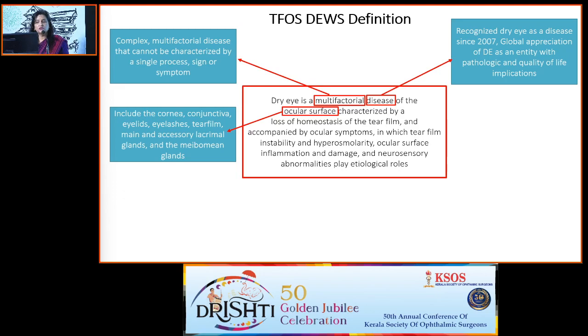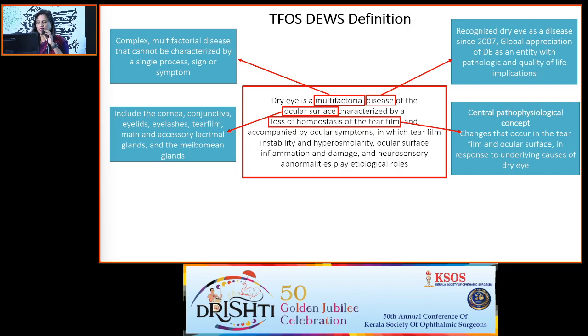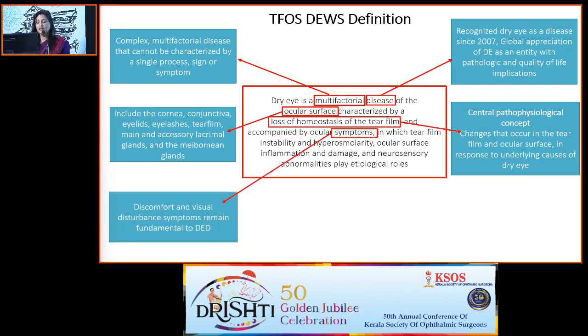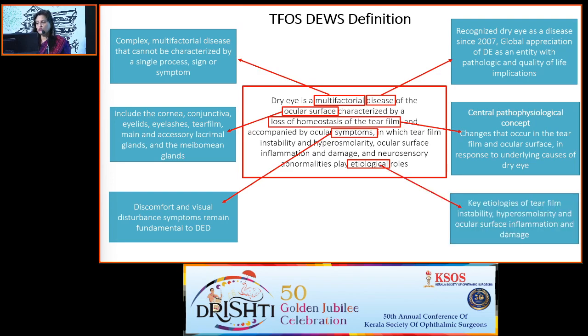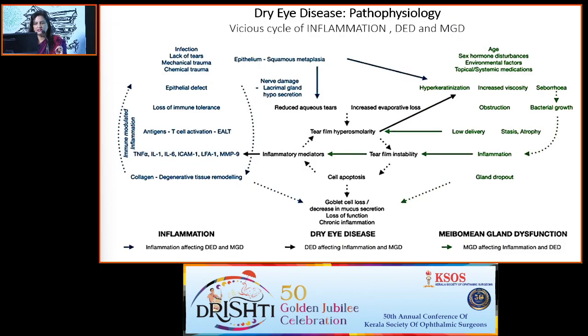Then it is something which actually encompasses the entire spectrum, right from eyelids, lashes, tear film, main and accessory lacrimal glands and the meibomian glands. And there is loss of homeostasis, which goes through the central pathophysiological concept, again something which was not known. Symptoms are very important because they never corroborate with the signs that are there. And there can be many etiologies which we really need to know. And of course, the most important thing is that when you are treating a patient of dry eyes, you need to know whether the inflammatory component is there or not.